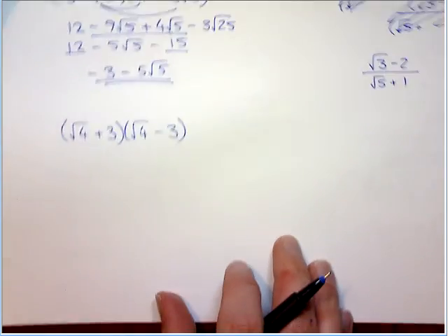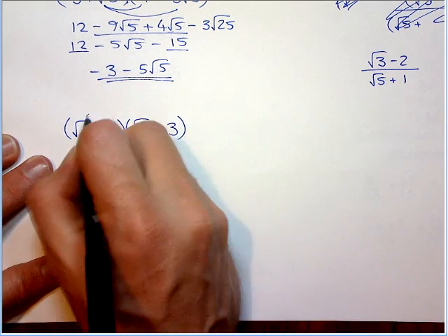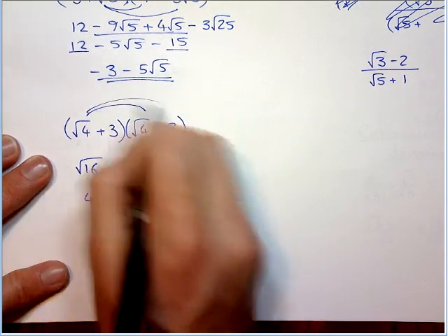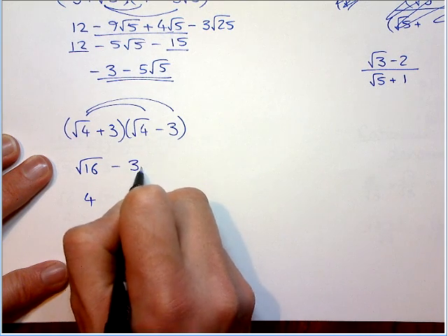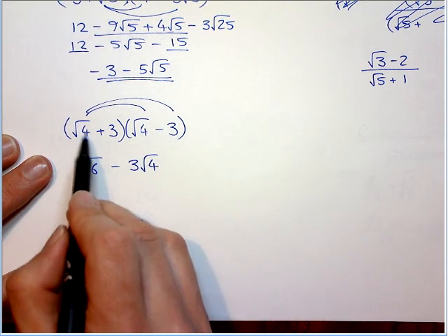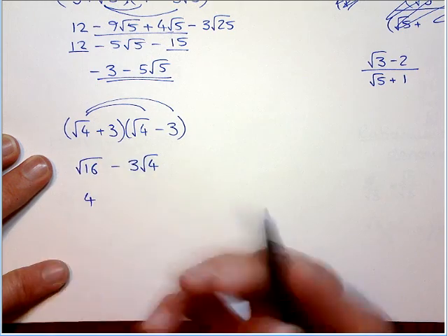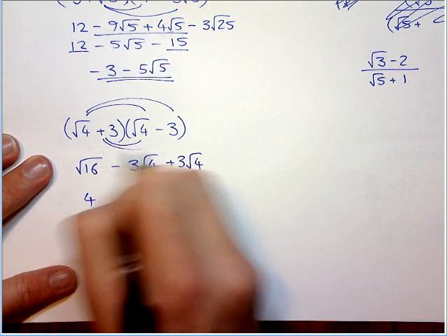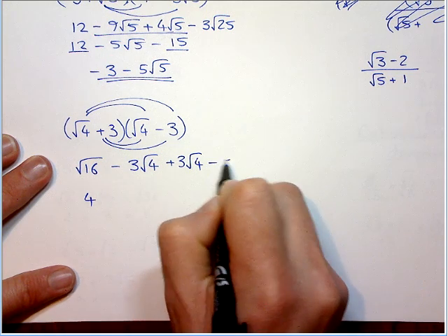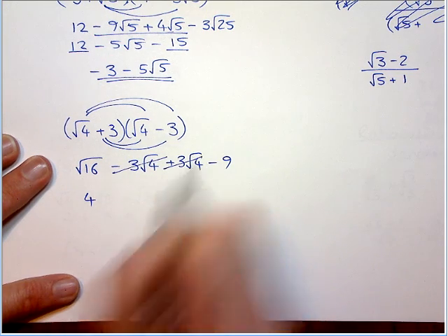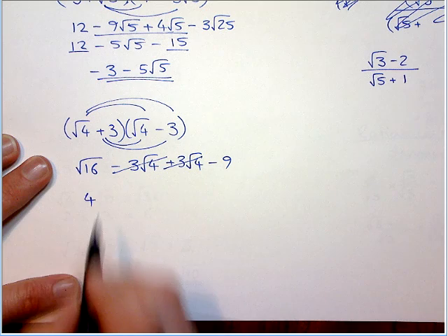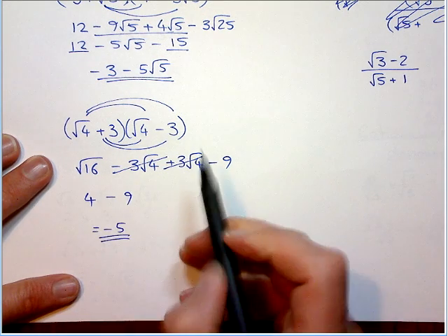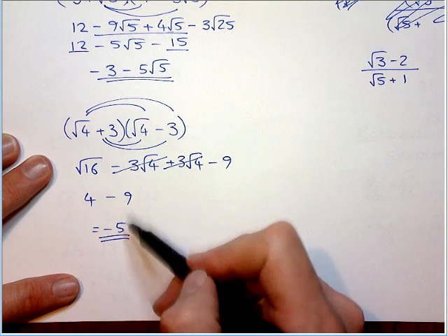Now, this one's a really special one. I'll just do it a little bit quicker. So that's root 16, or just 4, minus 3 root 4s. I shouldn't have chosen this number because that's obviously 2, but just bear with me for a second. And that's plus 3 root 4s. And that's minus 9. And you should be able to see that those two will cancel each other out. So we've got 4, take away 9, which is minus 5. I've completely removed the surd and therefore rationalized it.